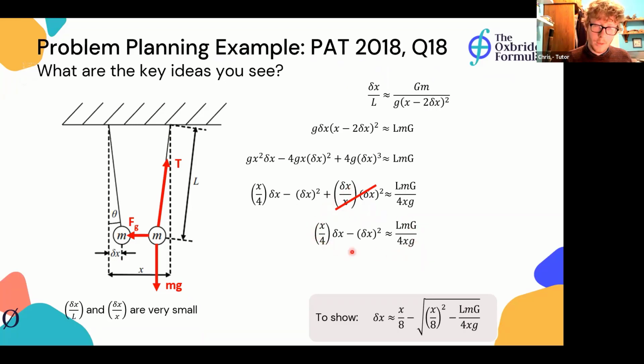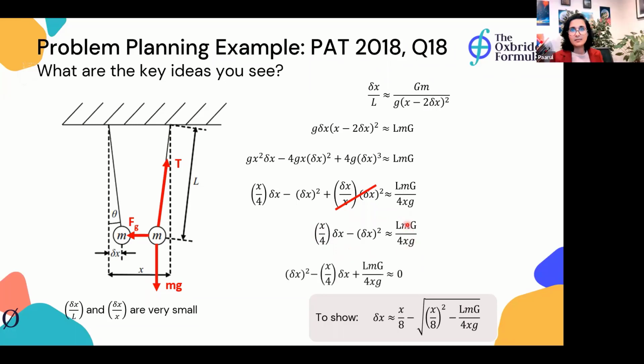So if we just put all the terms on one side, then we get this, which is a quadratic where the variable is delta x. So we've got delta x squared minus x over 4 times delta x plus ln big G over 4x little g. And this is a quadratic where, if we think about it in the form ax squared plus bx plus c, we've got a equals 1, b equals minus x over 4, and c equals ln big G over 4x little g.